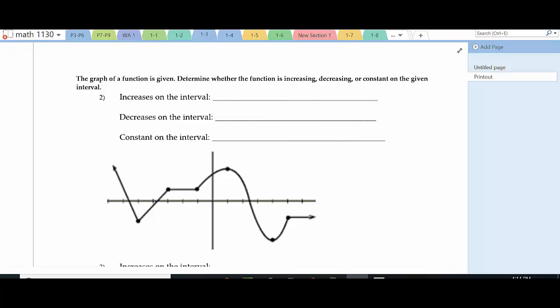And remember, they're always open. Always use open intervals, so always use parentheses. Never a bracket, ever, anywhere on these. Okay. So let's see.